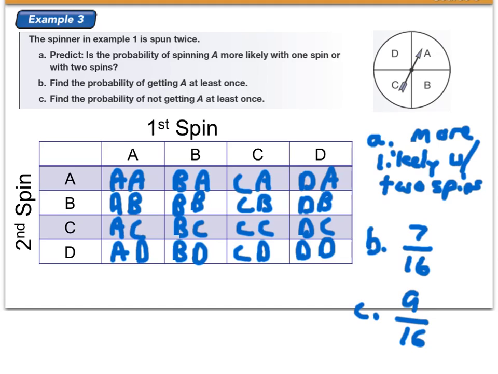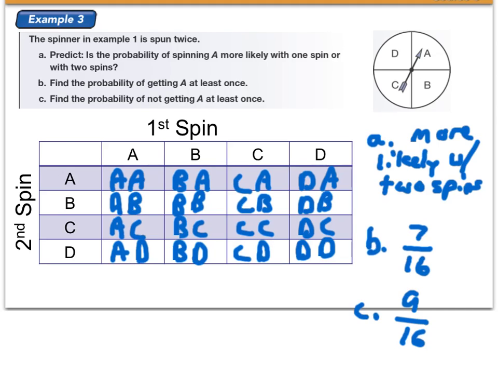So that's my probability. Again, this is the number of favorable outcomes of not getting A. There's 9 different ways that could happen over the total number of things. Okay? If you've got 2 events like this, it's a great idea to make a table. That's pretty easy to do for 2 events.